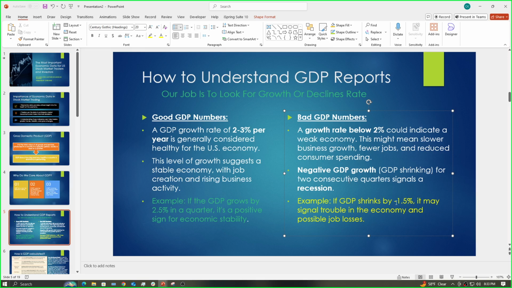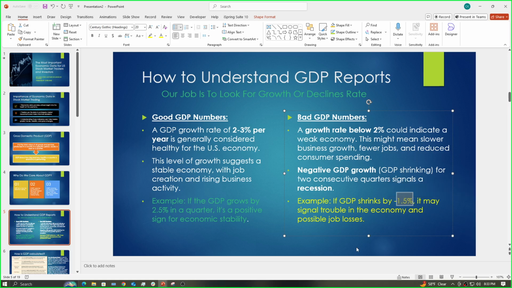If that GDP comes in at negative 1.5%, true or false? Does that signal a weak economy and possible job losses? Yeah, that's true. Yep, exactly, right.